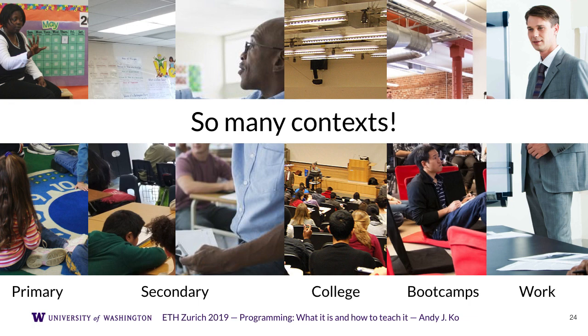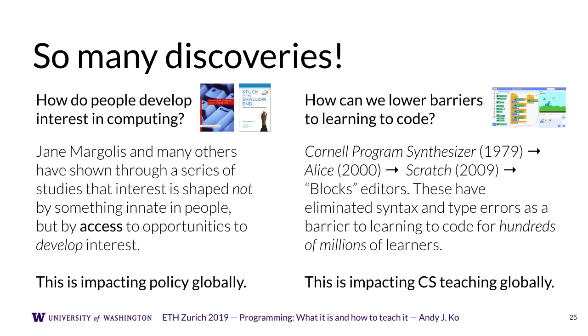Some of this work has already had a lot of impact. So here's two examples of discoveries. One is this big question of how do people develop interest in computing? Jane Margolis and many others have shown through a series of studies that interest in computing is not shaped by something that's innate. People are not born with interest in this, but by access to opportunities to develop interest. And that access is often unequal. Some people get it, some people don't. And this is really impacting policy globally. There are laws being passed in countries that are trying to ensure access to these opportunities.